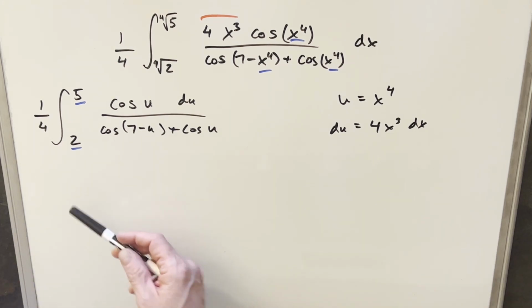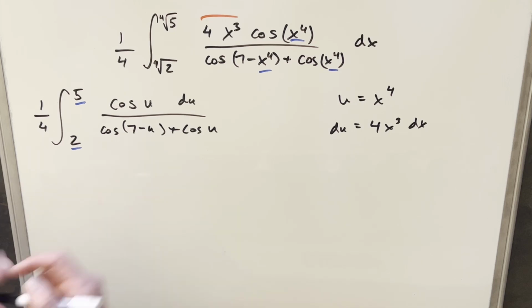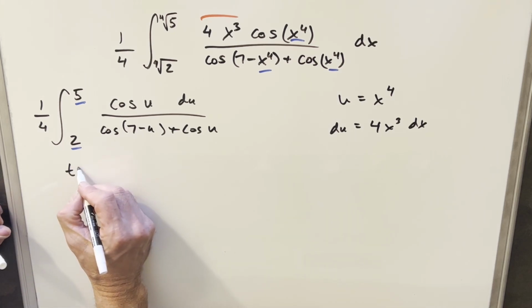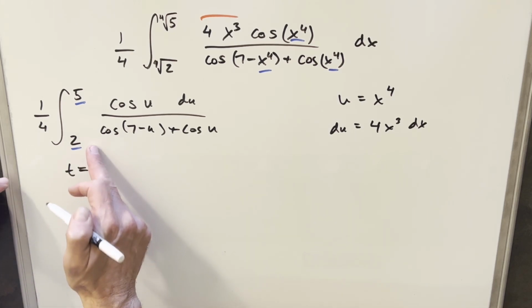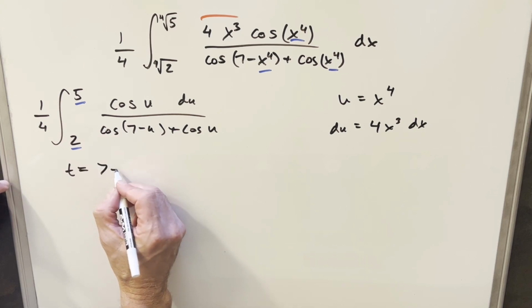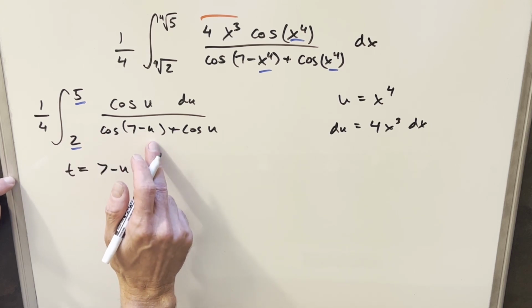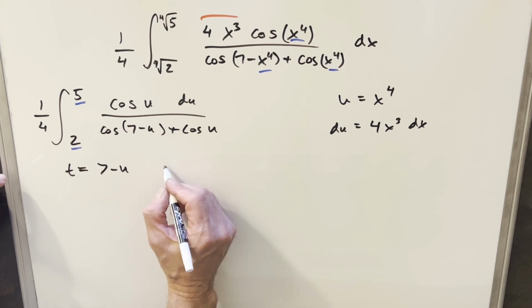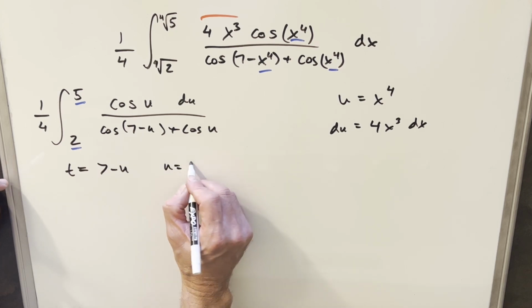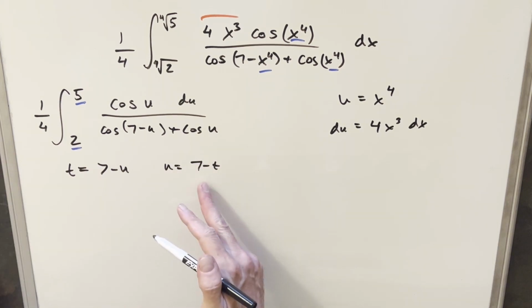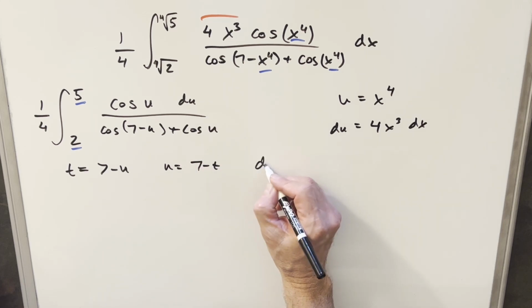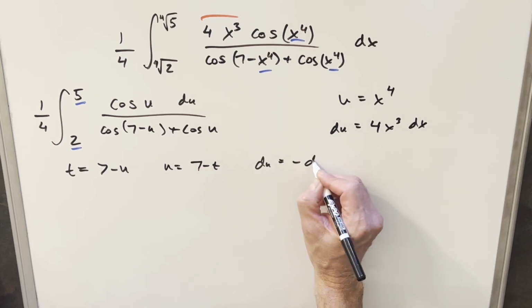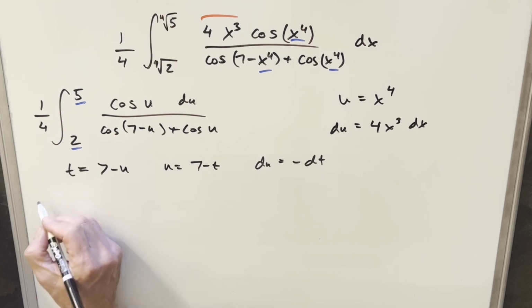Now I'm going to make another substitution. We could use x again, that's not going to be a problem, but I'm going to use t just to make it less confusing. For t, we'll add the bounds: 5 and 2 is going to give me 7 minus u for our t. So that's going to simplify that. Then if we get an expression for u, that's just going to be 7 minus t. Then I'll take a derivative to get my du value, so du is going to equal minus dt. And then we'll go ahead with this.